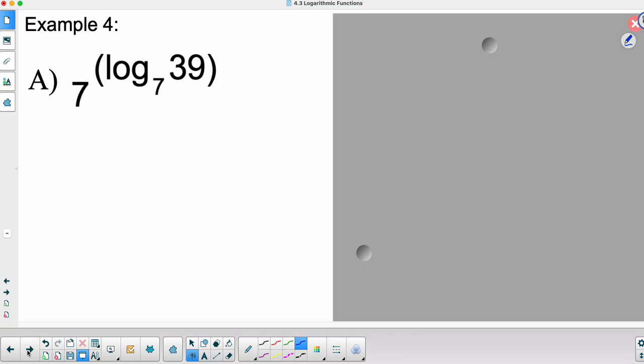But if you look closely, even though there's a log there, this is actually what, though? This is a 7 raised to this log, right? 7 raised to this log. This is really an exponent here. Do you know the value of this exponent? 7 raised to this. Do you know the value of this?